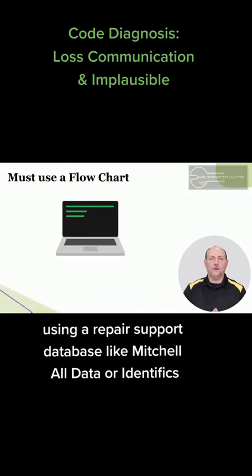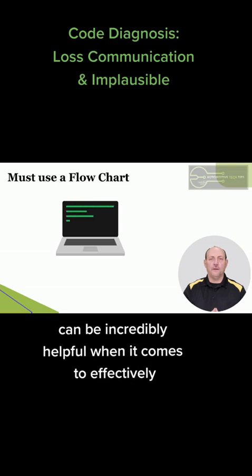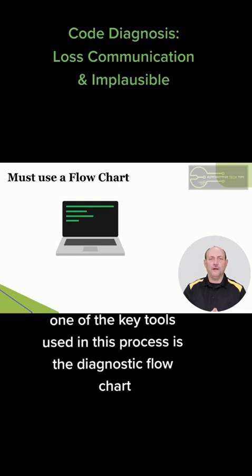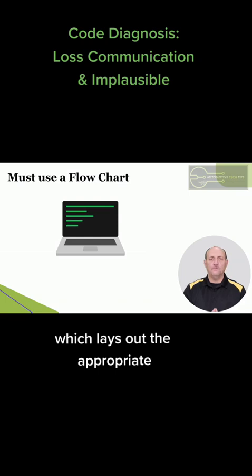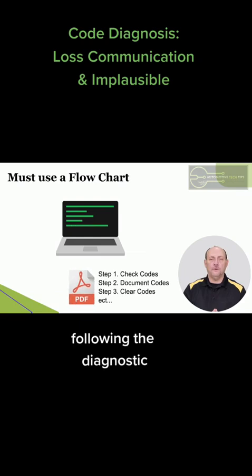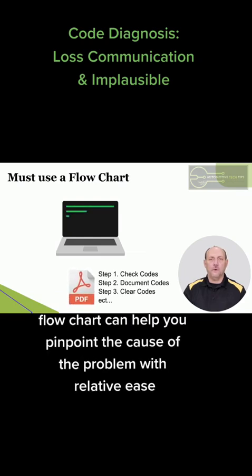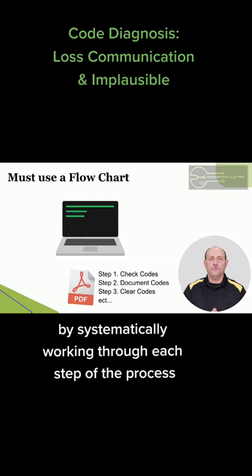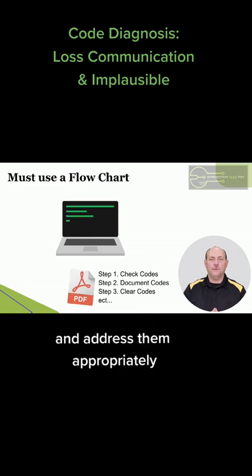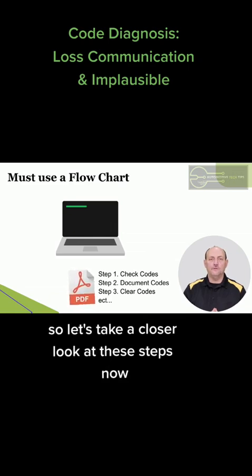Using a repair support database like Mitchell, ALLDATA, or Identifix can be incredibly helpful when it comes to effectively diagnosing and addressing loss of communication and implausible codes. One of the key tools used in this process is the diagnostic flowchart, which lays out the appropriate diagnostic steps to quickly determine the cause of the issue. In most cases, following the diagnostic flowchart can help you pinpoint the cause of the problem with relative ease. By systematically working through each step of the process, you'll be able to identify any discrepancies or issues and address them appropriately. So let's take a closer look at these steps now.